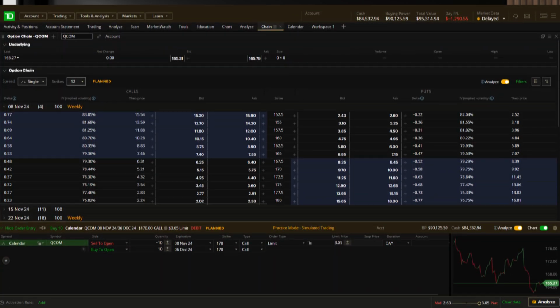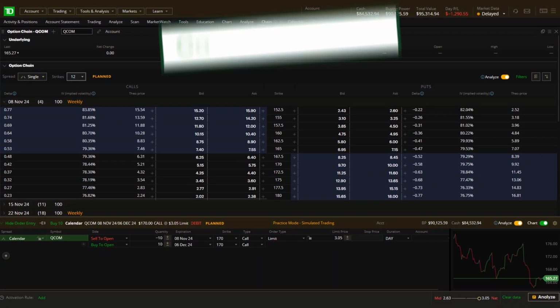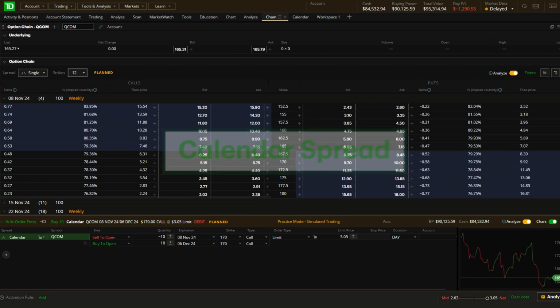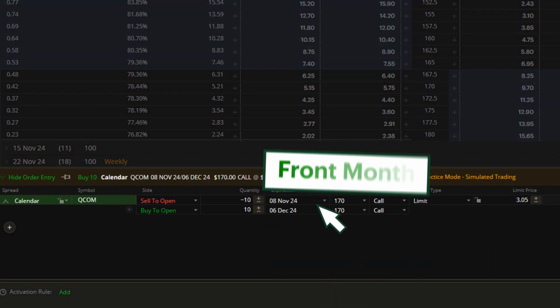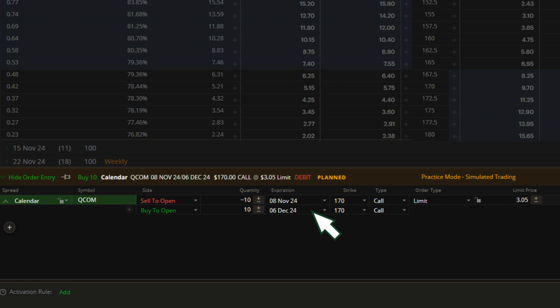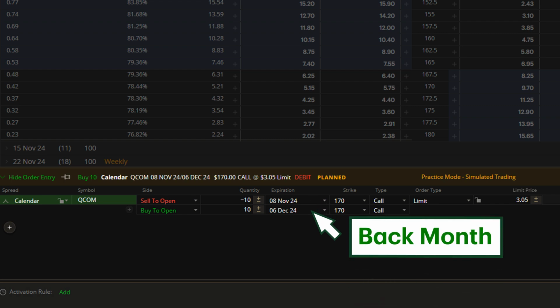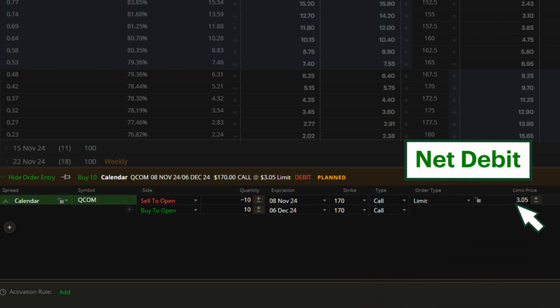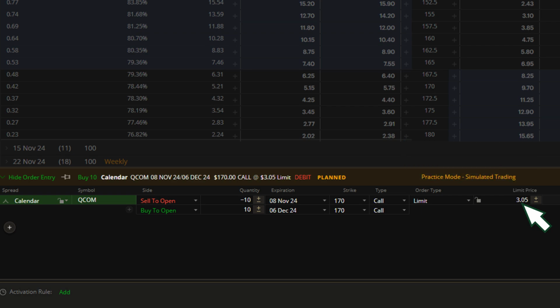One way traders can try to take advantage of volatility crush is calendar spreads. They sell an option that expires soon, called the front month, and buy an option with the same strike for a later expiration date, called the back month. The trade results in a net debit, which is the maximum risk for the trade.